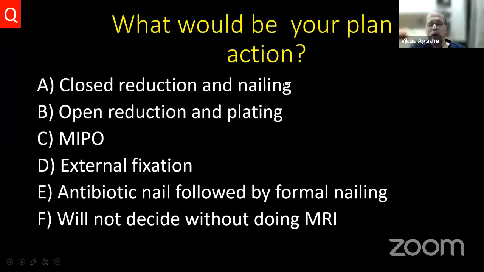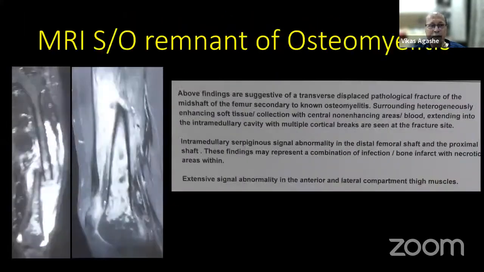Okay. So as Dr. John said, possibly the debridement was not adequate. So there is no point, especially when you're dealing with a pathological fracture in a case where osteomyelitis has been scraped, you must find out whether the disease is still there or not. So you should not decide without doing an MRI. So the first step is an MRI.